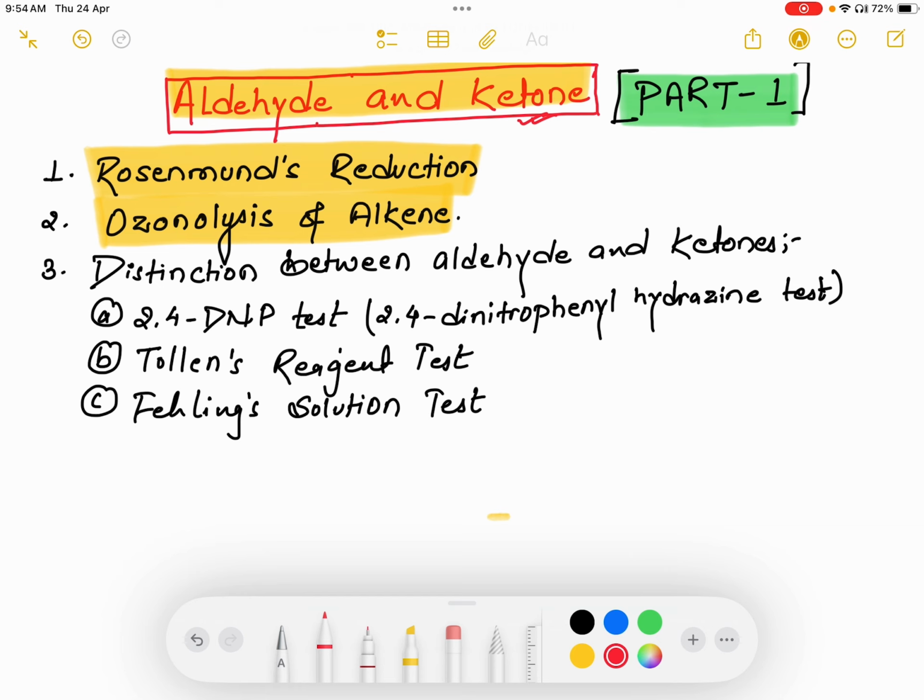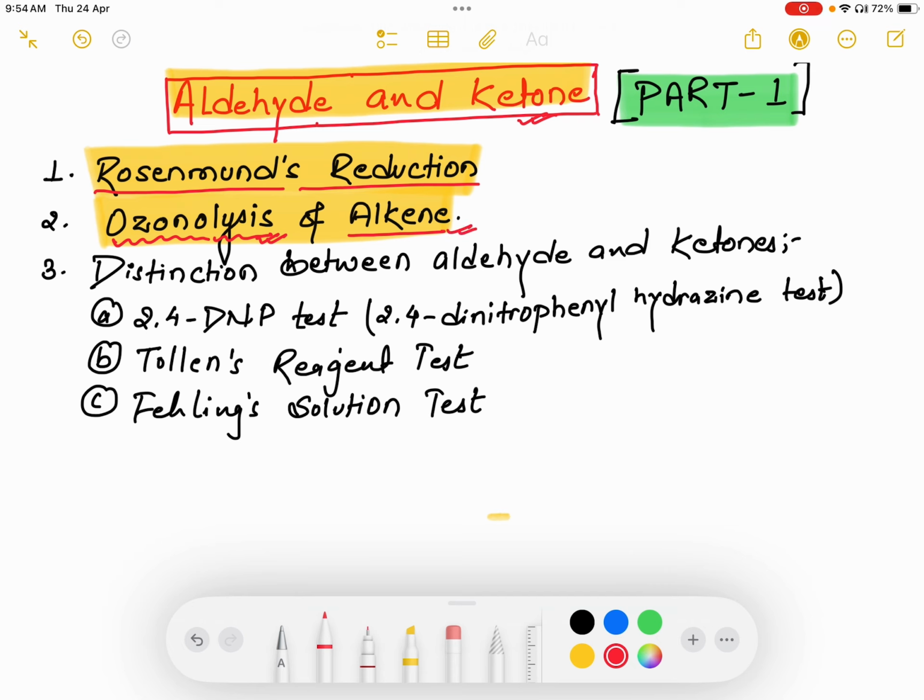Today we deal with one of the very important chapters of organic chemistry, that is aldehydes and ketones. The most important equation in the chapter is the Rosenmund reduction. Next you have ozonolysis. You might have seen ozonolysis as a repeated question. The ozonolysis method can be used for the preparation of both aldehyde and ketone. This method is basically used for the preparation of aldehyde and ketone from alkene.